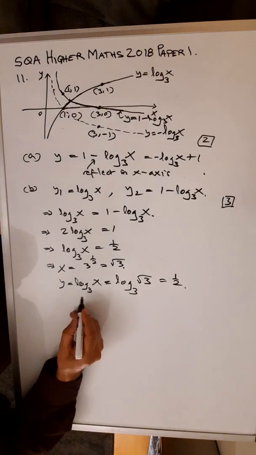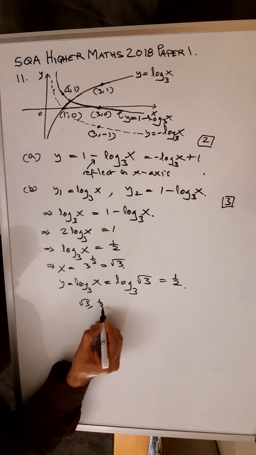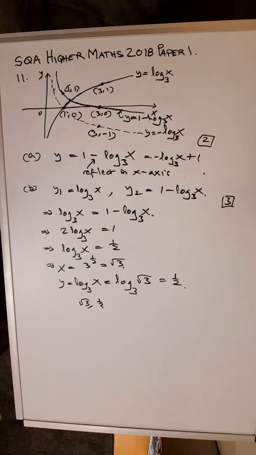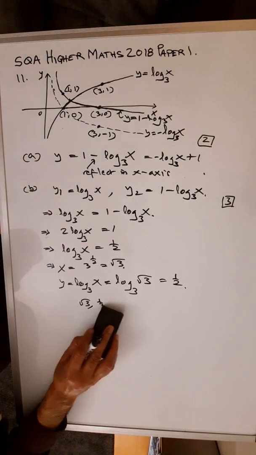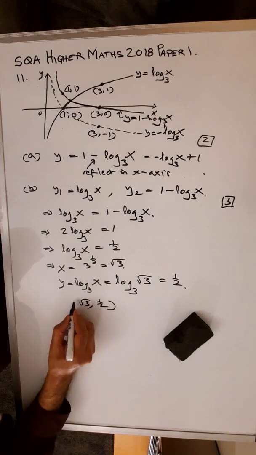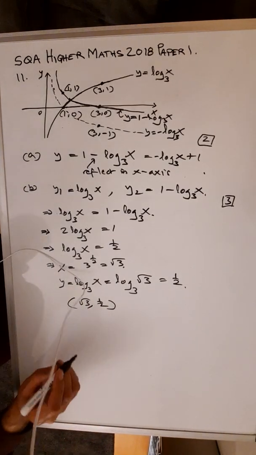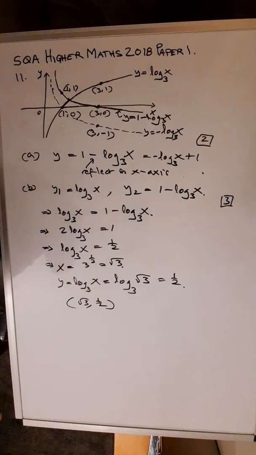So the coordinates of that point of intersection of the two curves is root 3, and the y-coordinate is a half. The x-coordinate is root 3, and the y-coordinate is a half. That's the point of intersection of the two curves, root 3 and a half.